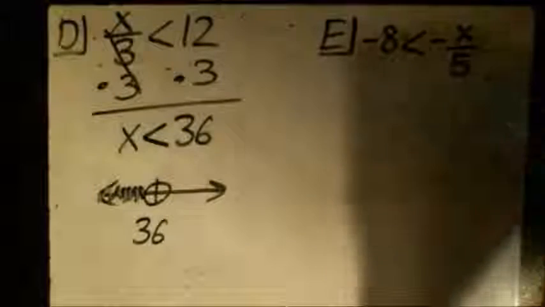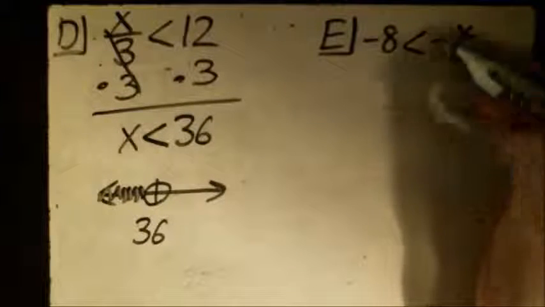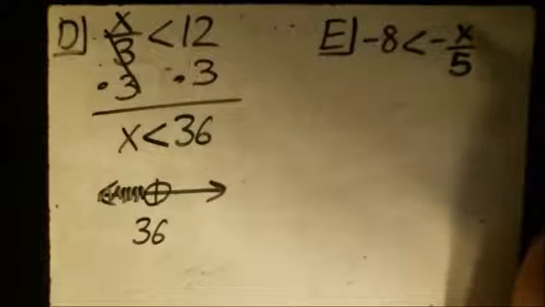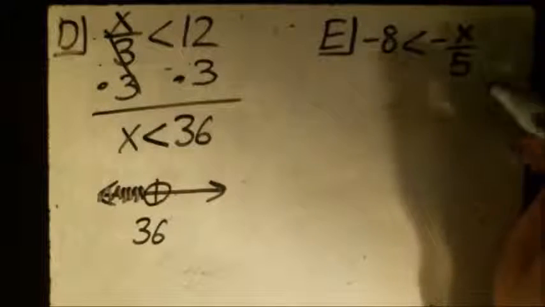For e, we have negative 8 is less than negative x over 5. Now I want to get rid of this negative 5. So in order to get rid of this negative 5, I've got to multiply both sides by negative 5.